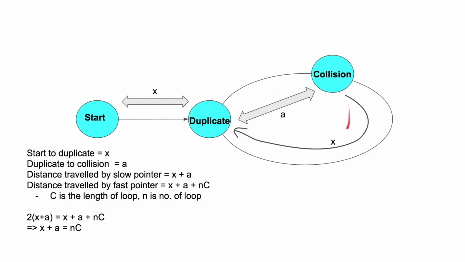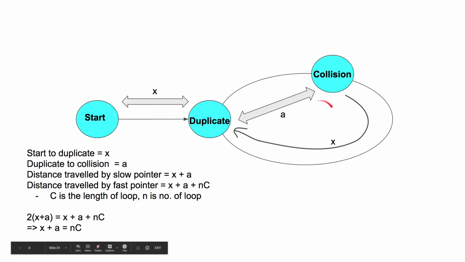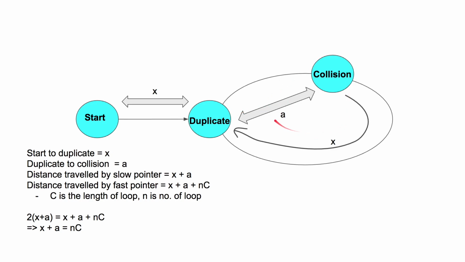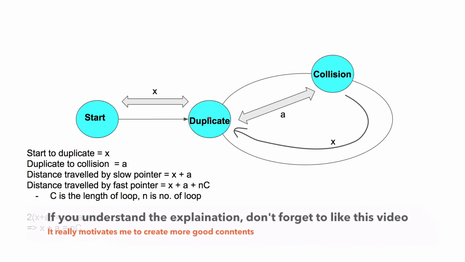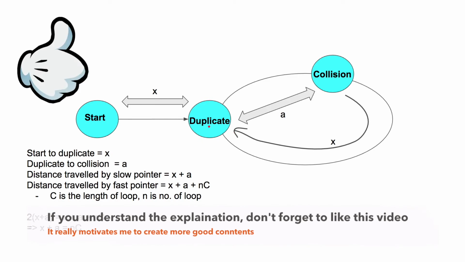Let's say if the fast pointer took only one round, then the value of n would be 1, and again you will be coming here. And if the value of n would be 2, then again after 2 of x plus a, you will be coming here. That means every time after traversing this distance, you will be at this point, which is nothing but the junction where the duplicate values lie, right? That basically proves that every time when the second collision will happen, you will get your duplicate value.